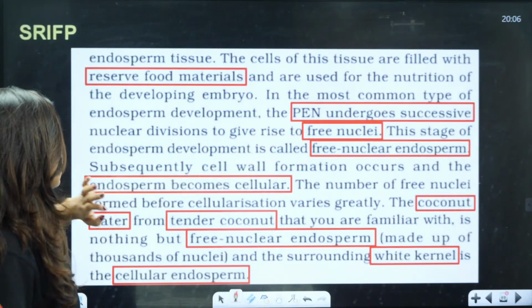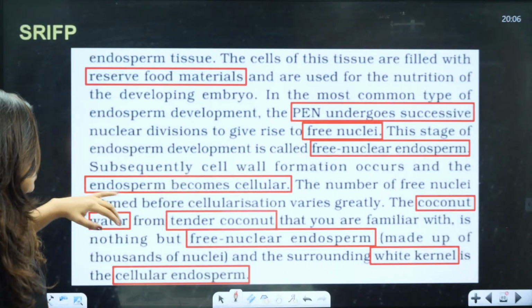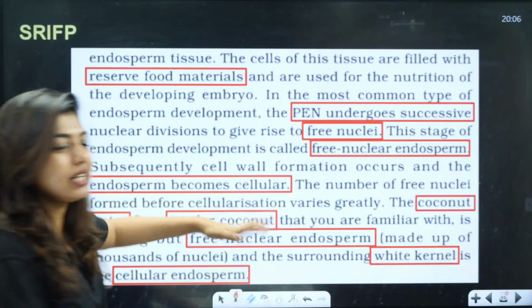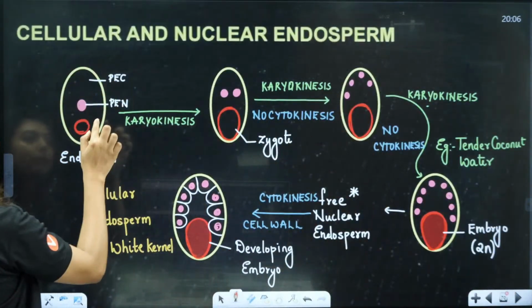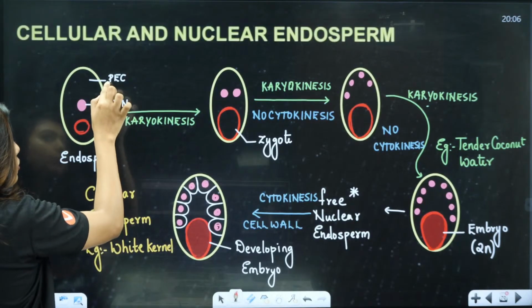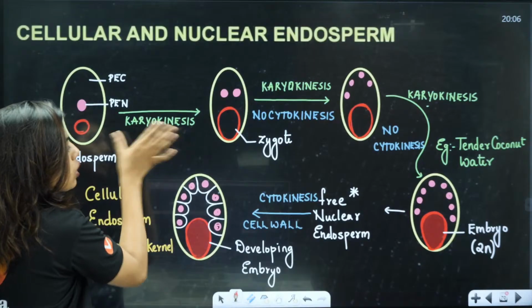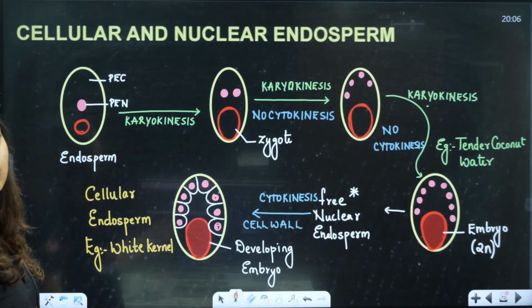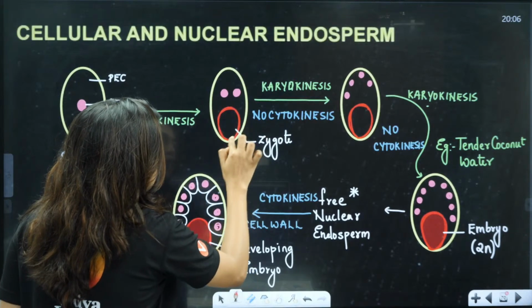PEN undergoes successive nuclear division to give rise to free nuclei. Free nuclear endosperm becomes cellular. So I'll teach you this, because if you read this you will not understand. Look here, this is your endosperm, this is the PEN, primary endosperm nucleus, this is the PEC, primary endosperm cell. This will undergo karyokinesis. Karyokinesis means the nucleus divides. So here the nucleus has divided, and the zygote is here.